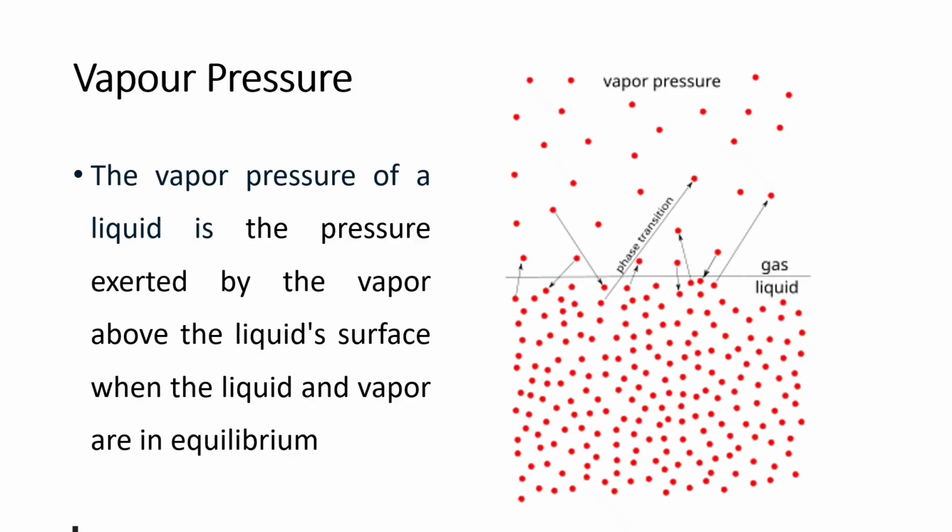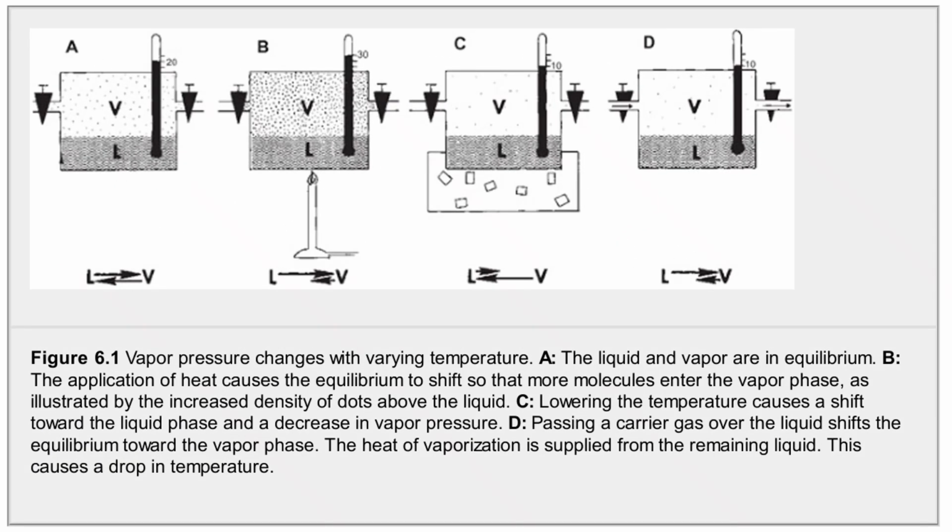Previously, we discussed how in a liquid that is undergoing vaporization, a state of equilibrium is achieved. The vapor pressure of a liquid is the pressure exerted by the vapor above the liquid surface when the liquid and the vapor are in equilibrium. Now let us try to understand what are the factors that affect the vapor pressure and thus the formation of vapors. So here in the first figure, the liquid and the vapor are in equilibrium.